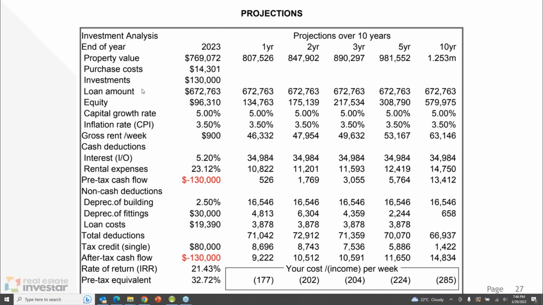It shows the purchase price. It shows we've factored in inflation there. We've factored in the gross rent. So quickly to describe this, gross rent at $900 per week, it's about 46,000 per year. Interest mortgage payments about 34,000. Rental expenses are rates, insurance, property management, a bit of maintenance, pest control, etc., about 10,800. Depreciation is very strong on a new property, which really helps the cash flow in the first few years.